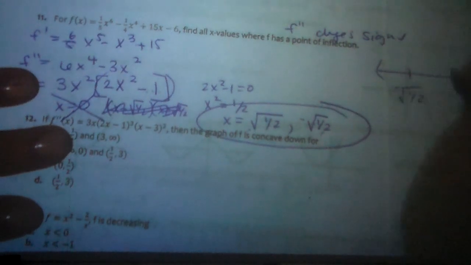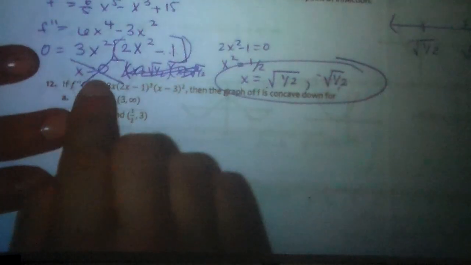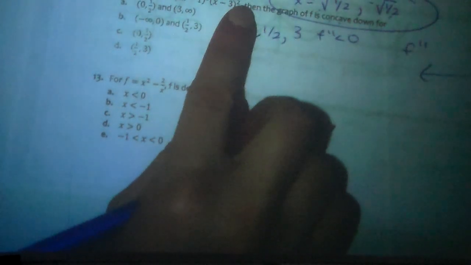You should check, but you know for sure x equals 0 will not change signs. Concave down, that's f double prime negative. So I'm going to make an f double prime number line. I've got x equals 0, 1/2, and 3. But 3 has an even exponent, so it's not going to change signs. So I'm not super worried about it, because whatever happens after 1/2, that will be the sign forever.